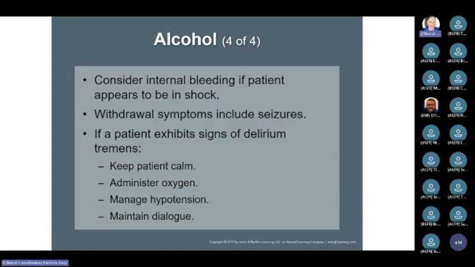If the patient does exhibit signs of DTs, we're going to keep them as calm as possible. Now, remember, they may be having hallucinations, and some of these can be very terrifying. You can have somebody be extremely combative, so you just do your best to keep them calm. Remember, we're going to lower our voices and speak slower. We want to talk to them in a way that we keep the peace. Of course, oxygenation, manage our hypotension with an IV, and then maintain that open dialogue. Ask them questions and reassess all the time.